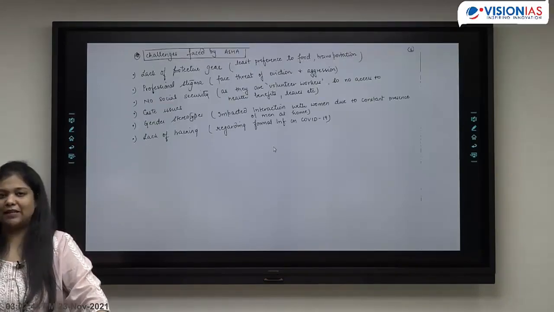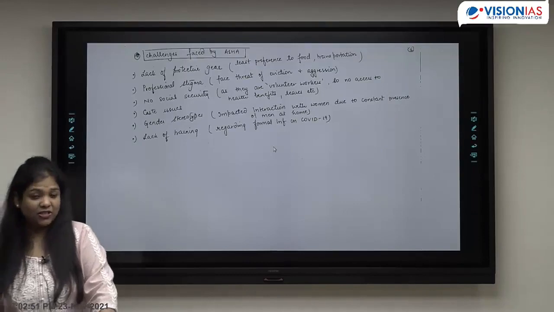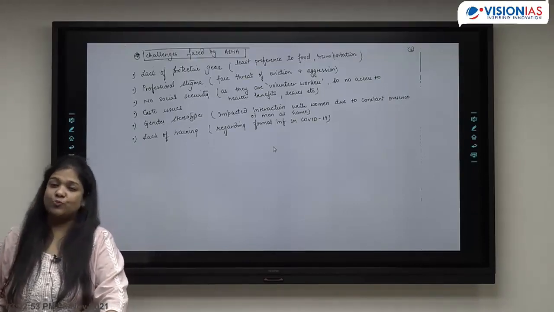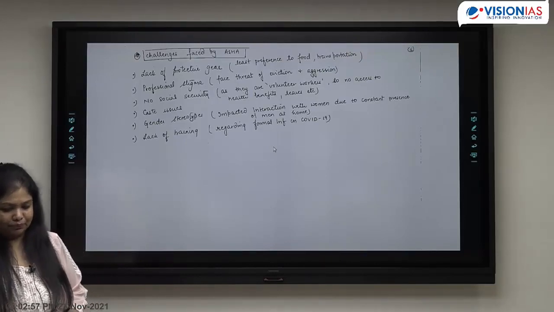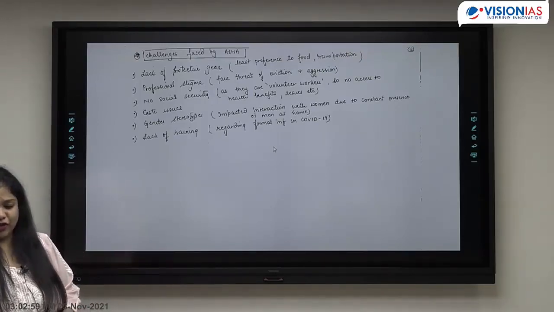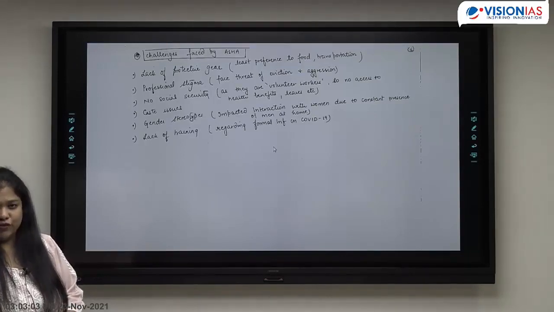But despite that, there were certain challenges faced by ASHA workers. They were not being provided protective gear, and that is the reason why they were protesting. There was the professional stigma associated with them. There was no social security provided. In fact, a lot of workers died. And there were caste issues involved. Basically, it is often found that women belonging to lower castes are acting in the capacity of ASHA workers.